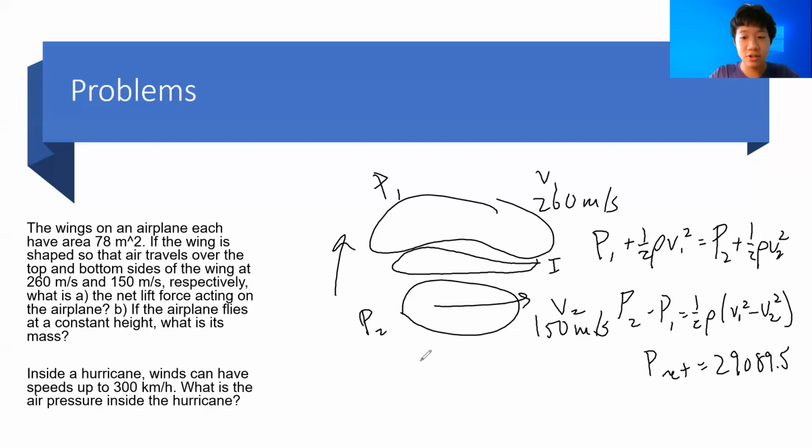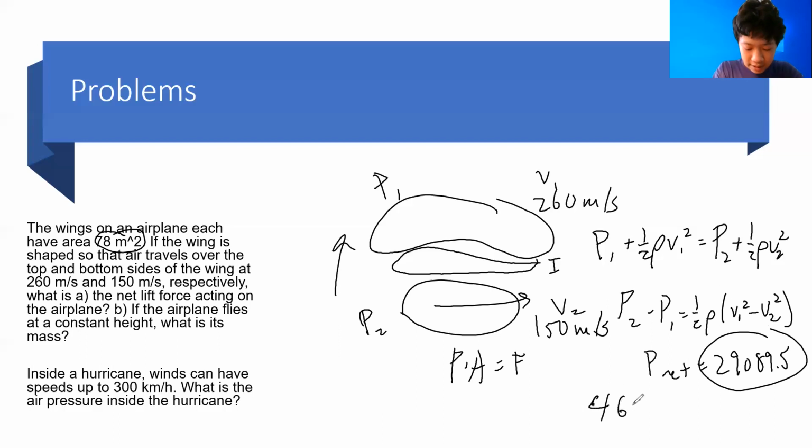And now we can use this to translate to the force. Force equals P times A. So the total area of the wings, one wing is 78, so two wings is 78 times 2, 156. So we multiply this by 29,000. I'm going to take that as 30,000 actually, times 156. We're going to get 468,000, not thousand, I think that's 4 million newtons.